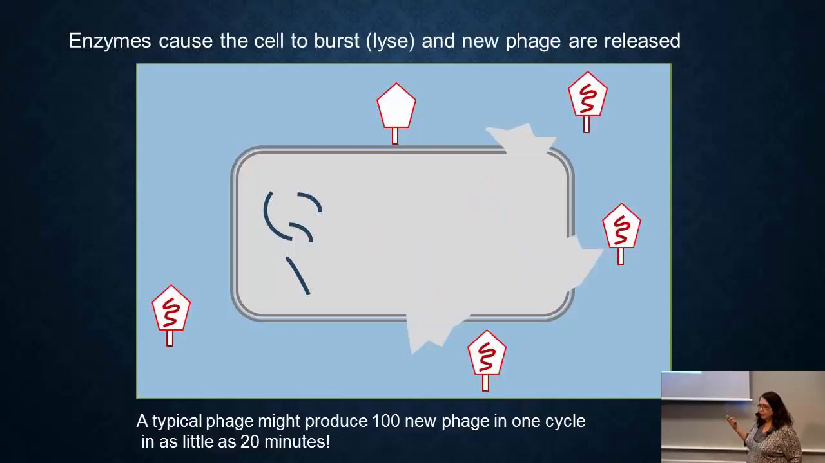Then it will make proteins. It has made proteins, which cause the cell to lyse, to burst open. And then those phage come out, and they can't move, but they can diffuse in the area, in the water, for example, and infect again. A typical phage, as I said, might produce 100 new phage in as little as 20 minutes. So it's a pretty fast process.